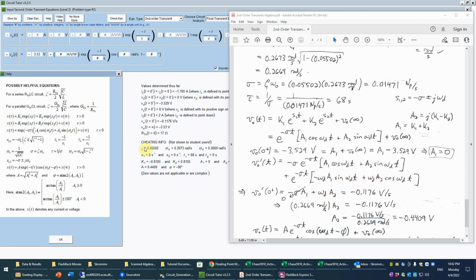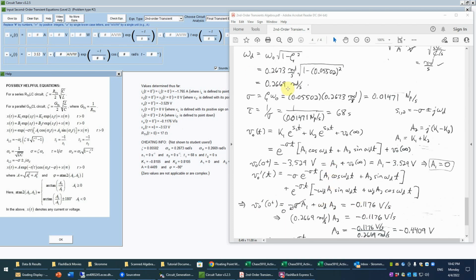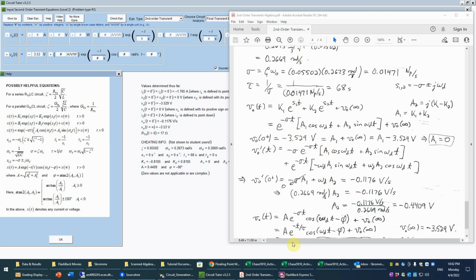And then remember that we found, in the analysis we did of the first derivative circuit, that that was equal to negative 0.1176 volts per second. So that's the value of V naught prime of 0 plus, so we put that in here. And then we know omega d, we've already computed that. That was up here, 0.2669 radian per second. So we just plug that in here, and then we can divide to find A2.